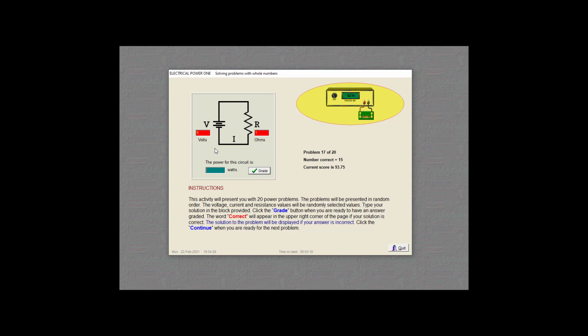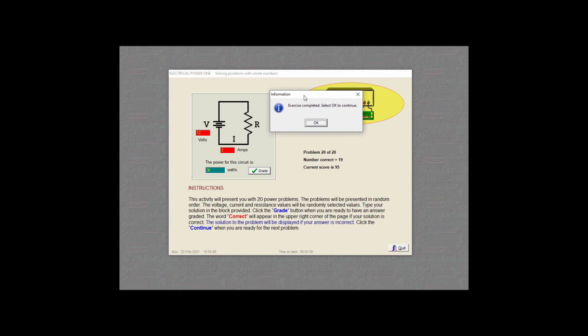Here we have V and R again, so 5 times 5 is 25, times 1 is 25 watts. Here we have V and R, so we have V squared over R, so 6 times 6 is 36, divided by 3 should be 12. And let's see here, we have R and I, so we have I squared R. 3 times 3 is 9, times 1 is 9 watts. And then we have V and I, so 12 times 3 is 36 watts.